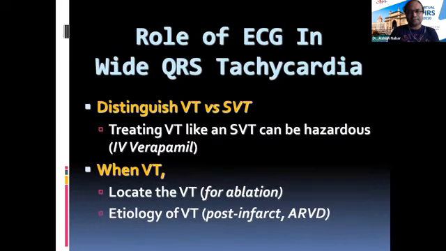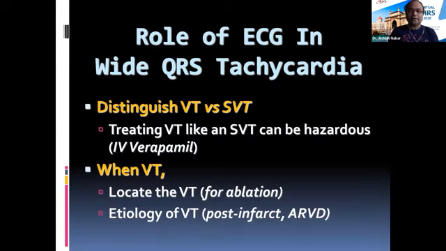Obviously, the reason to discuss this is that wide QRS tachycardia can be a VT almost 85% of the times. But then there are other few occasions when it can be a SVT, and to make a mistake of treating a VT like a SVT, say for example by pushing in verapamil, could be disastrous. Therefore, you should know whether your wide QRS tachycardia is a VT or a SVT.